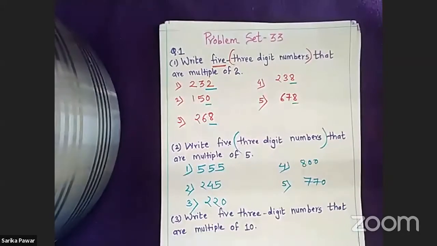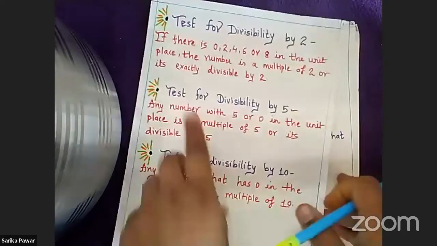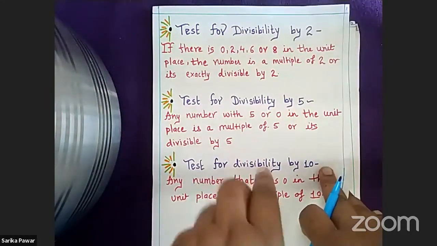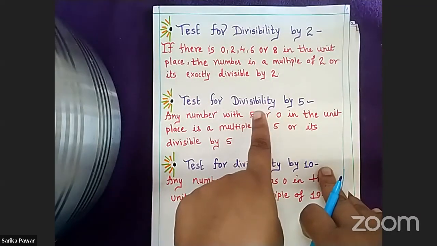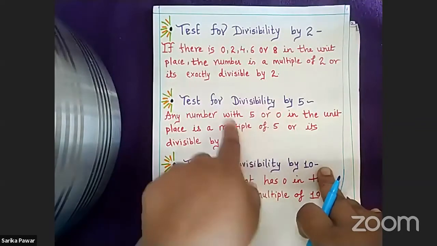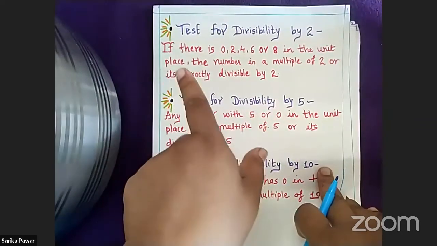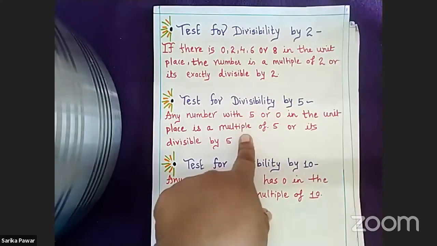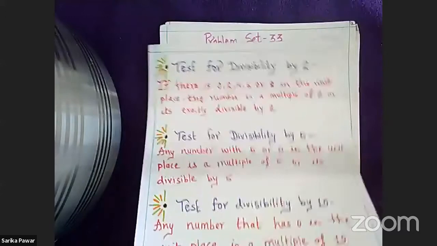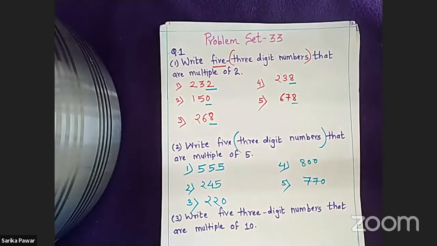770. Right. Very good, all of you. Once the concept is clear to you that in the test for divisibility by number 5, the unit place will have either number 5 or number 0. If we find either number at the unit place, that means the number passes the test for divisibility by 5. Very good. Now see here, next problem we have to learn.